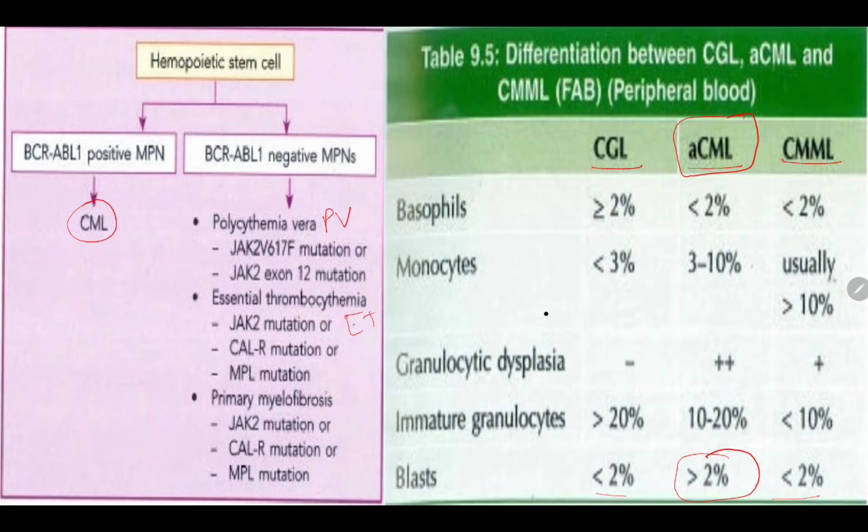Now, to differentiate between the CGL and CMML, we have to look for the monocyte count. The monocyte count is usually less than 3% in chronic granulocytic leukemia, while more than 10% in CMML. And the other is, we all know the basophils are more than or equal to 2% in chronic granulocytic leukemia, while less than 2% in the other two types.